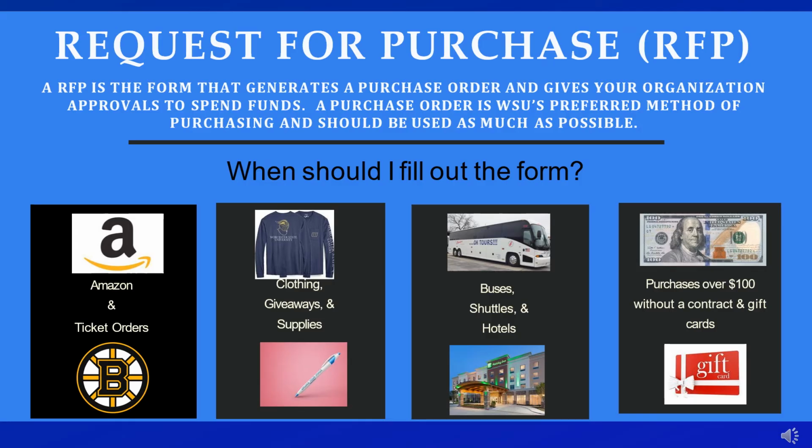A request for purchase, or RFP, is a form that generates a purchase order and gives organizations approval to spend funds. A purchase order is a legal statement sent to a company saying we will pay for them after they ship the order. This is Worcester State's preferred method of purchasing items and should be used as much as possible. Worcester State will not pay in advance for any item.